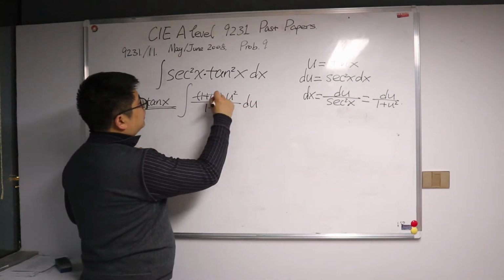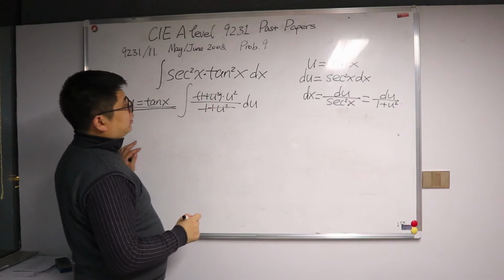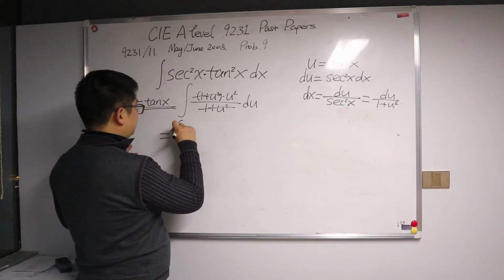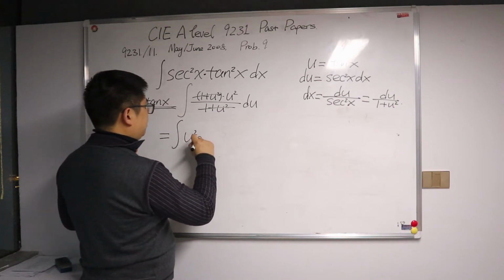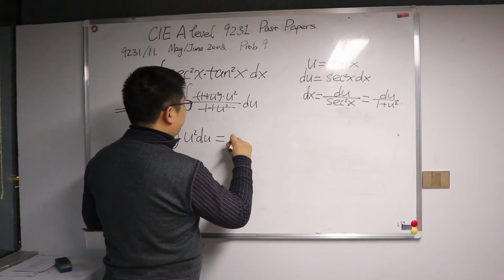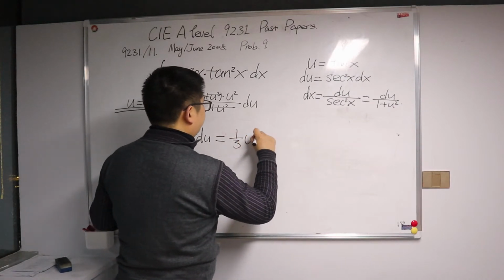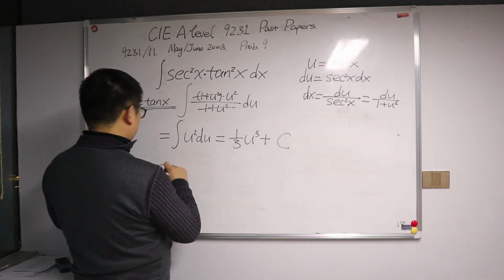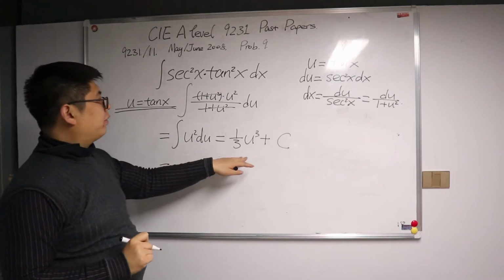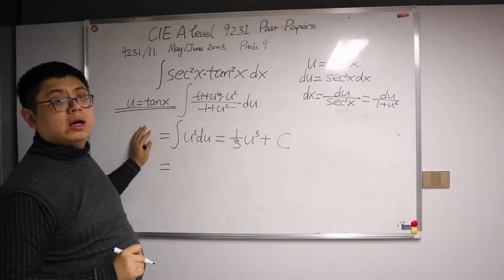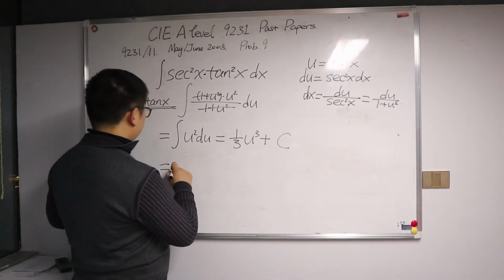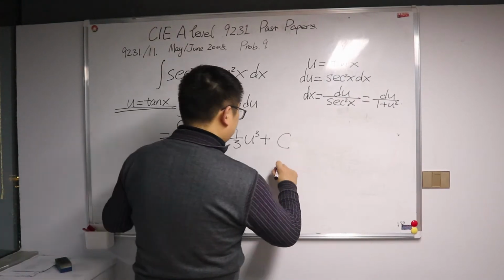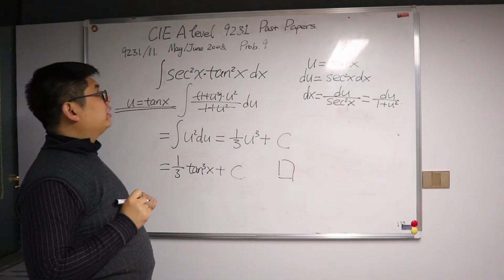Now we see that something cancels out, and so the integral gets simplified by some simple power rule. Now we use the substitution conversely, so we get this. Okay, we are done. It's a very simple indefinite integral.